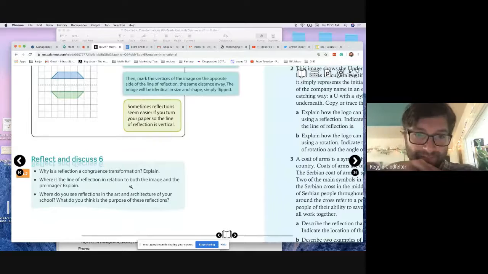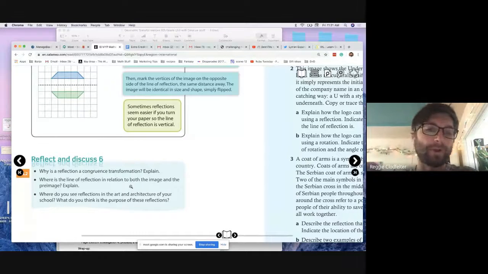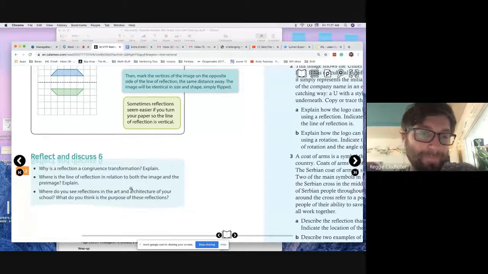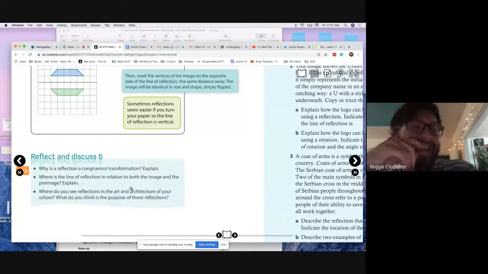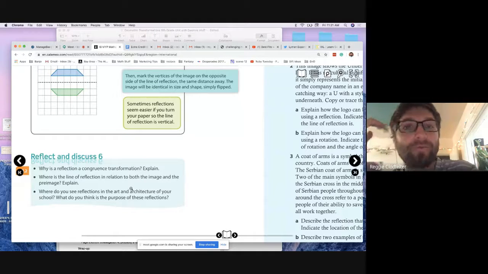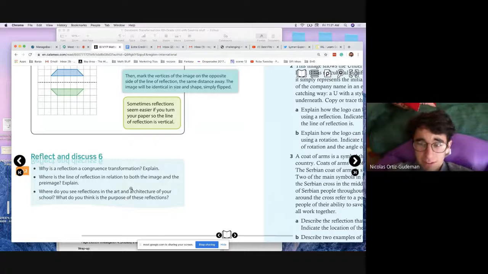All right, and then last but not least, Nico. Where do you see reflections in the art and architecture of your school? What do you think is the purpose of these reflections? In the windows. That works. Are there any reflections in the art at the school? There's art at our school.